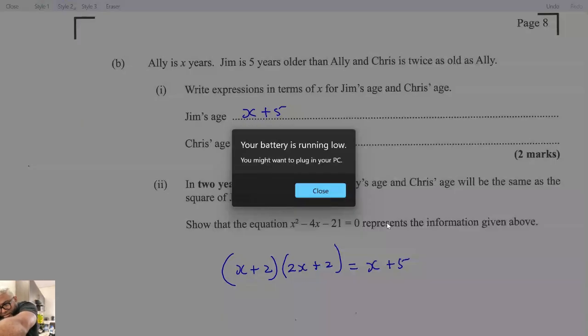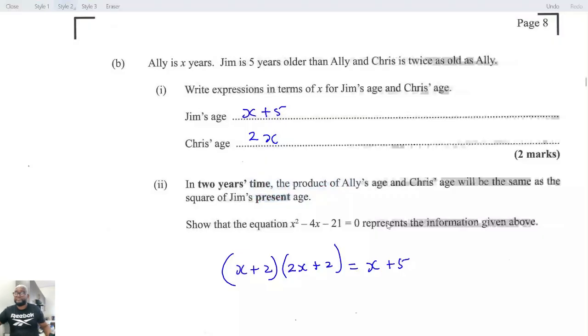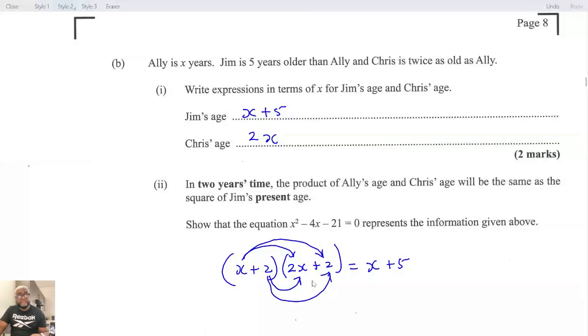In 2 years' time, Ali's age plus 2 by Chris's age plus 2 will be the same as Jim's age squared, X plus 5 squared. I don't like the wording in this question. So there you go. This by this and this by this. You have to square Jim's age on the right. Yeah, the square of X plus 5.